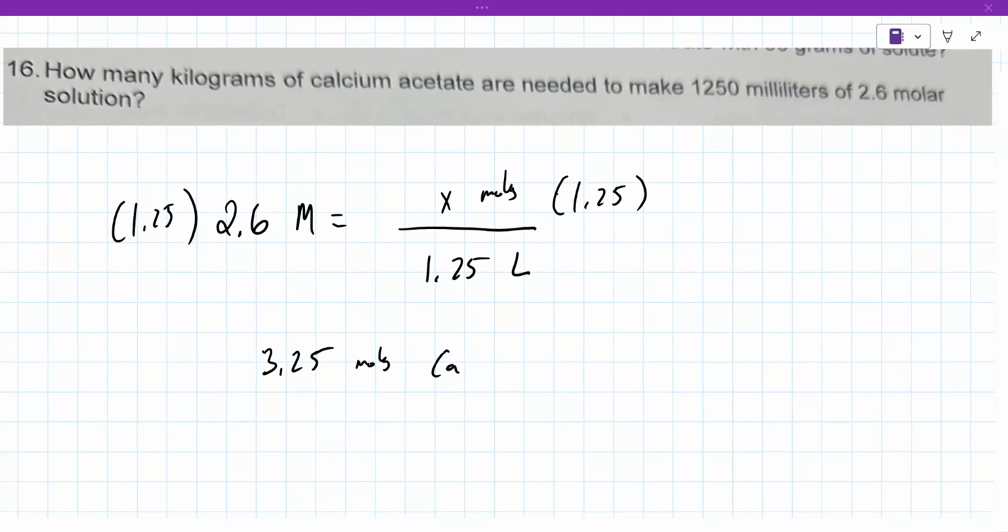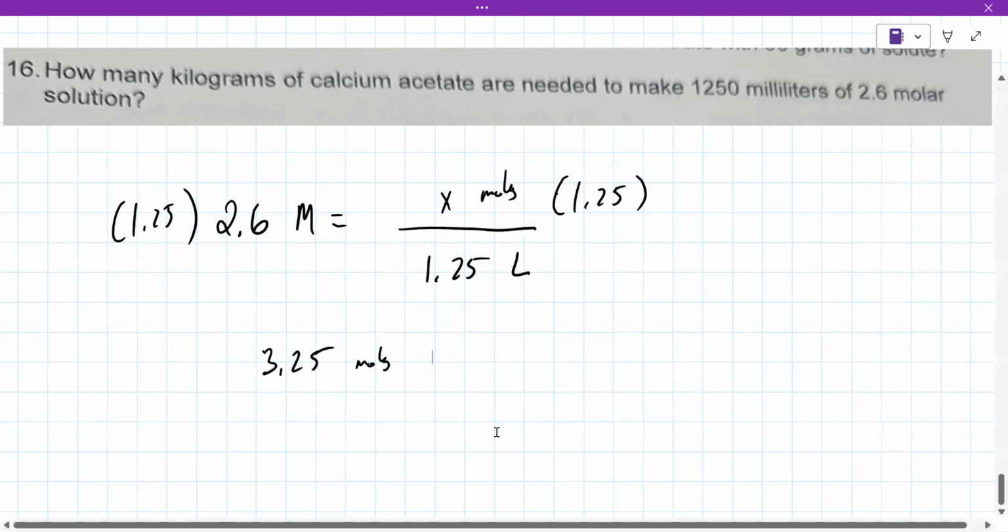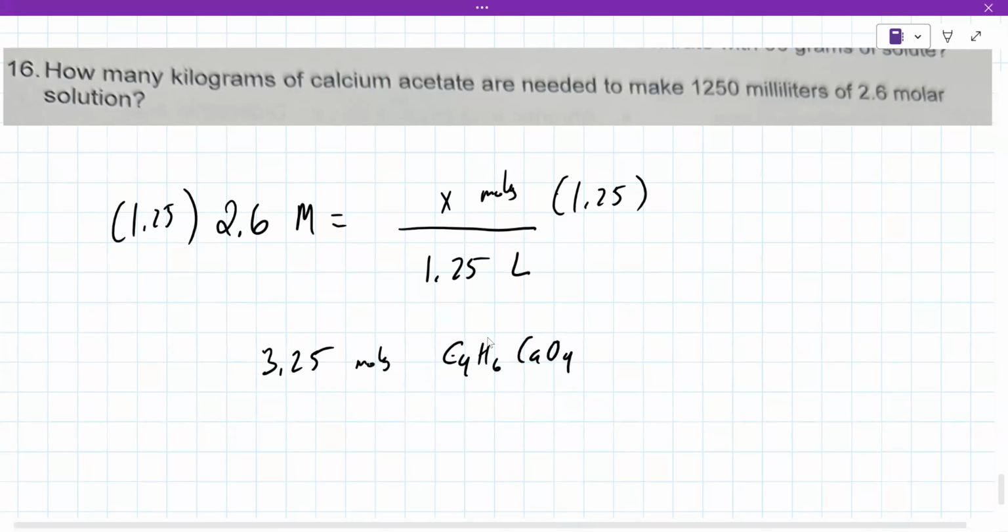So we now need the empirical formula of calcium acetate. And well, that's a big one. So I don't know how you're supposed to know this. Maybe it's given on the back, and maybe the molar mass is also given. Maybe that's what I was seeing. Oh, okay. The C4H6CaO4.